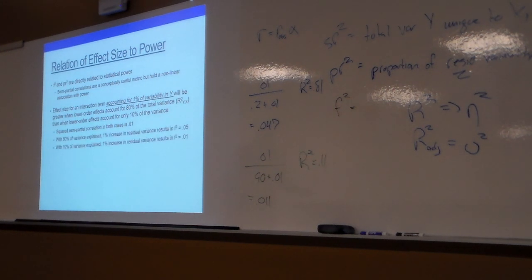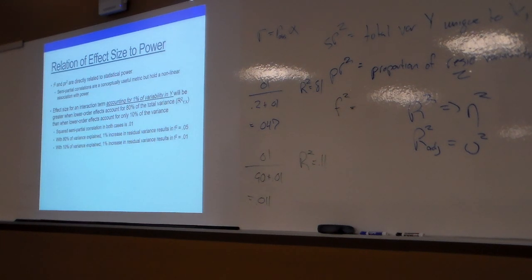Okay? So again, with 80% of the variance explained, a 1% increase in the residual variance gives me an F of 0.05. With only 10% of the variability, right, a 1% increase is an F of 0.01, right? So we've got an effect size that's 5 times that, even though area 3 stays the same across these, just based on how much of the other stuff is being accounted for.